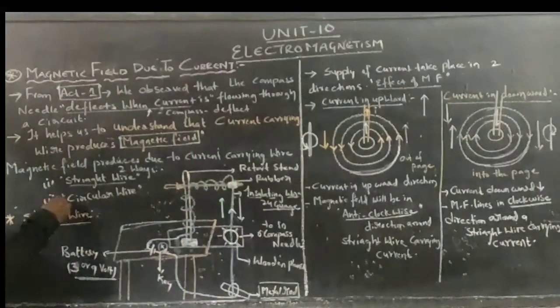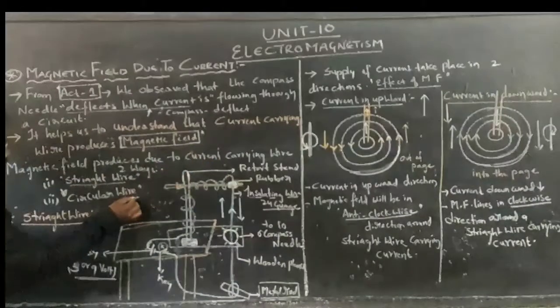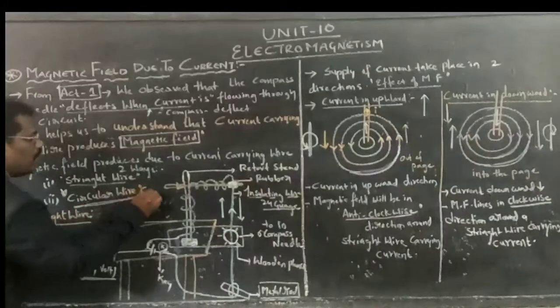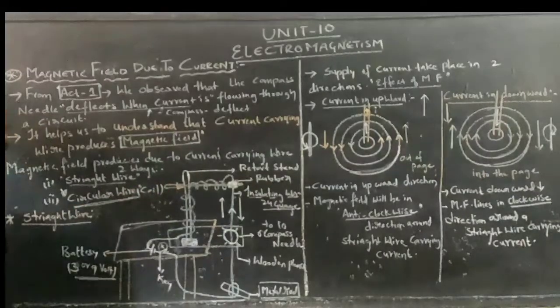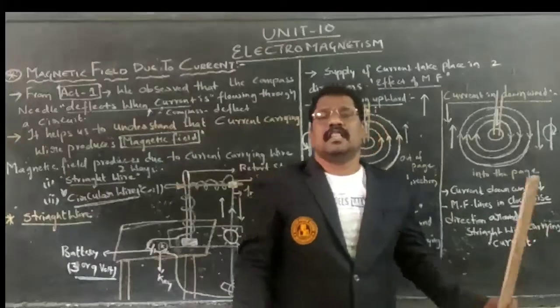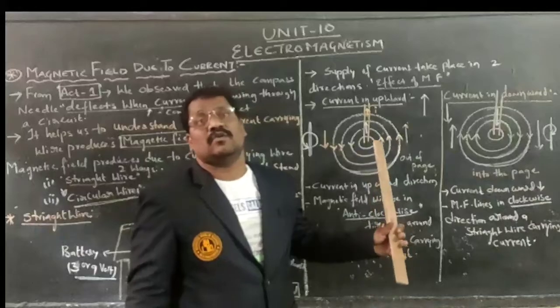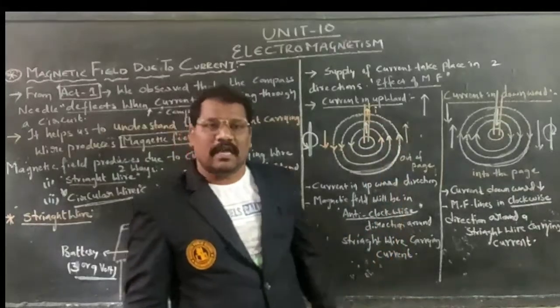In the next class we will discuss the magnetic field produced due to a current carrying circular wire or circular coil. We will discuss that particular activity in the next class. Till that time, try to watch this activity a number of times and try to analyze the concept. Thank you, children.